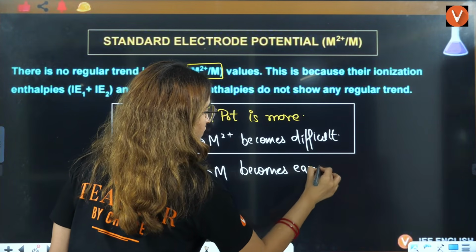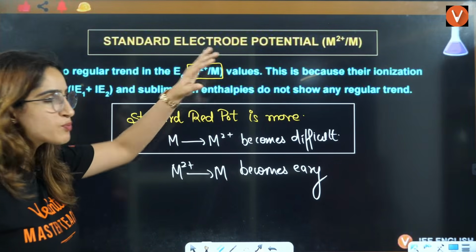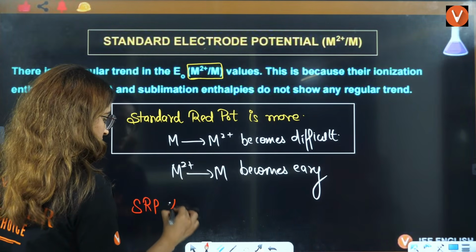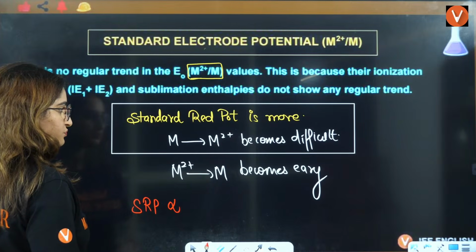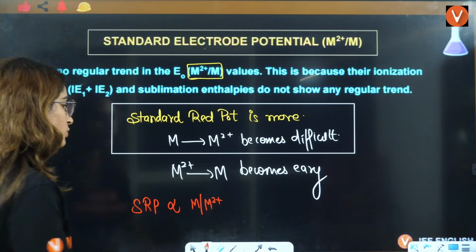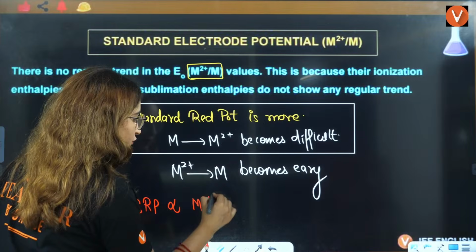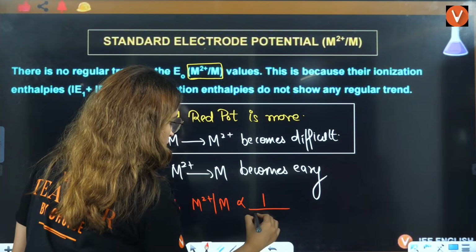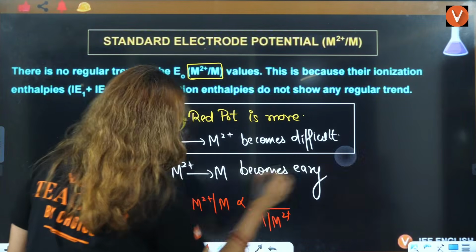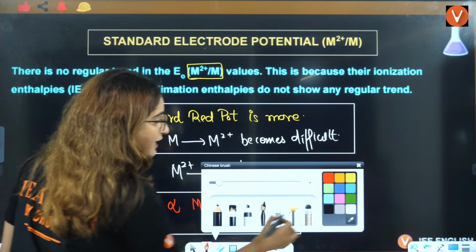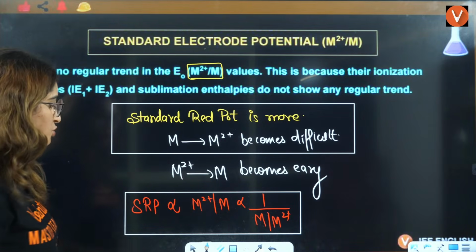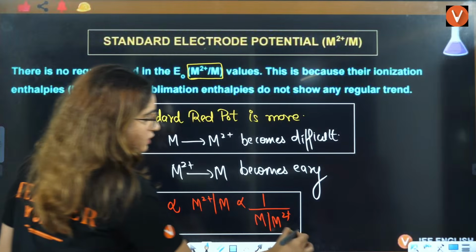Becomes easy. If your standard reduction potential, or you can just say this in simple terms, SRP, is directly proportional to M2 positive to M and inversely proportional to M to M2 positive. What do you mean by that? If someone's standard reduction potential is high, it is easy to convert M2 positive to M. This you should remember, okay? I have made it even more easier for you, right?